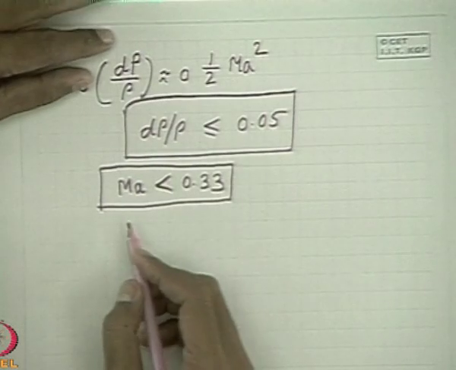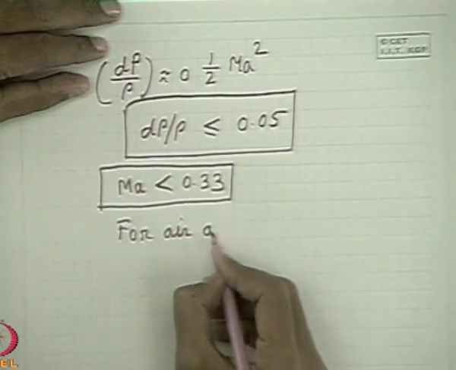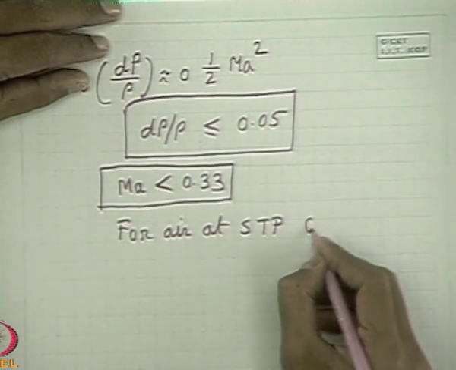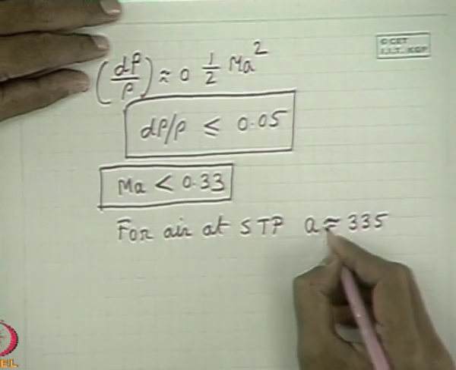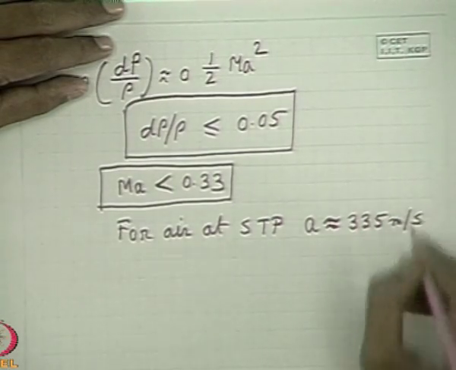Let us see an example for air at STP. For air at STP, the acoustic speed in air is approximately 335. I always write this because these figures are not 1% accurate, approximately 335 meters per second.